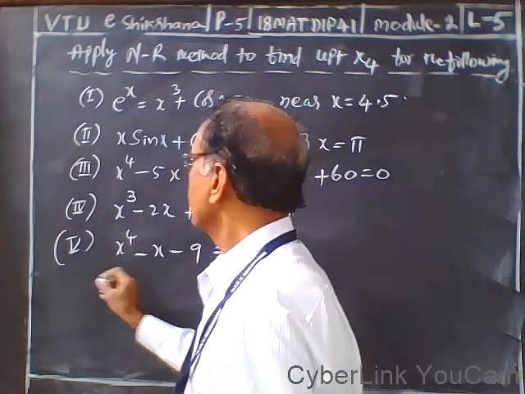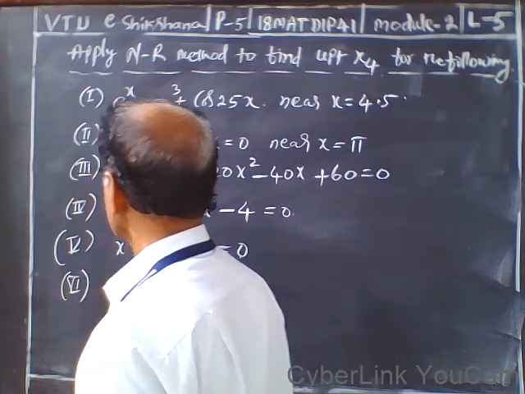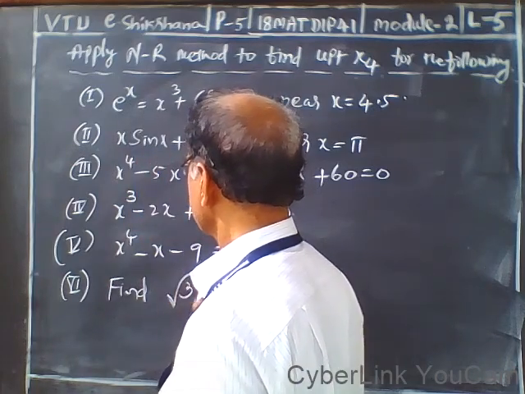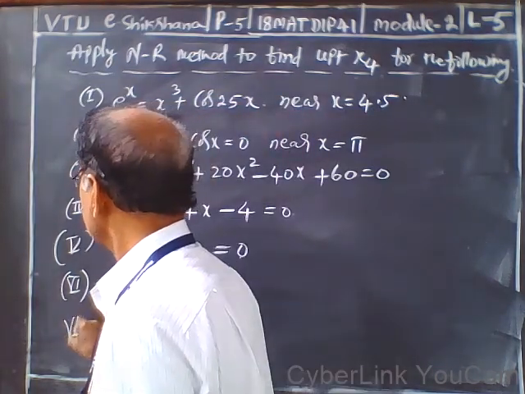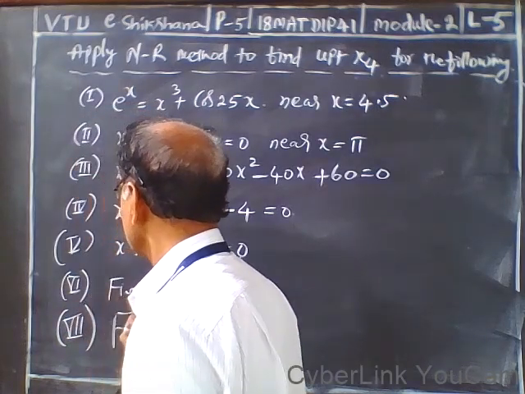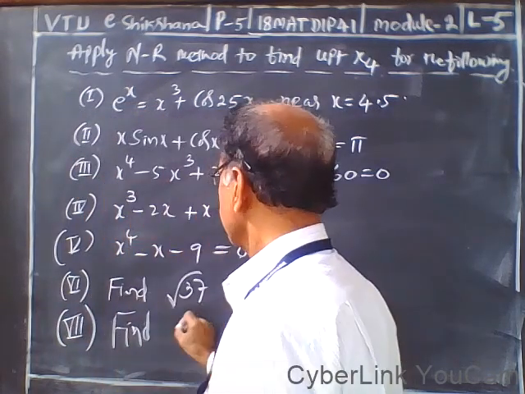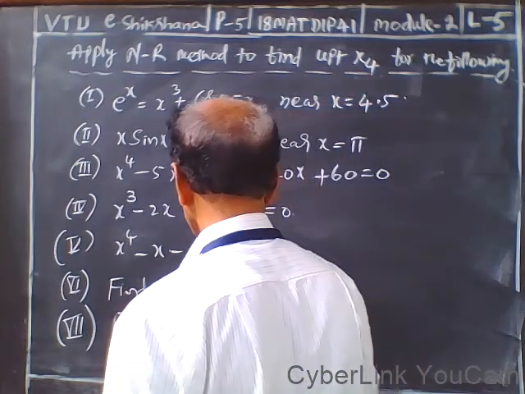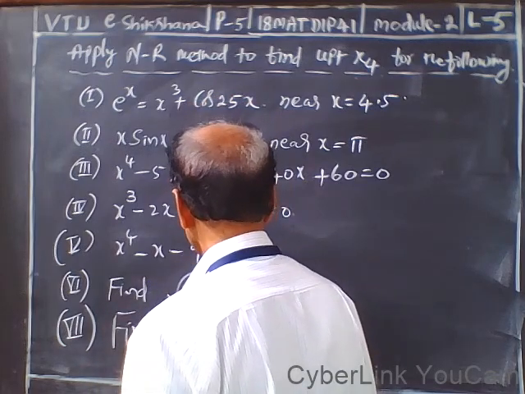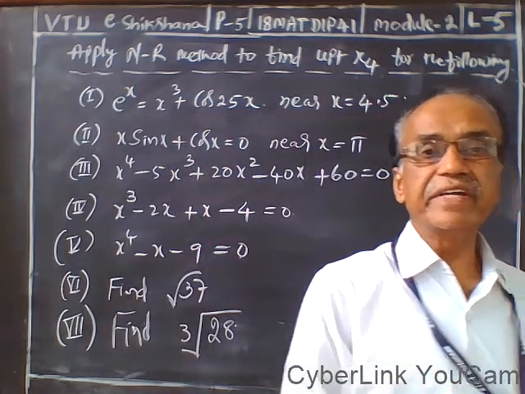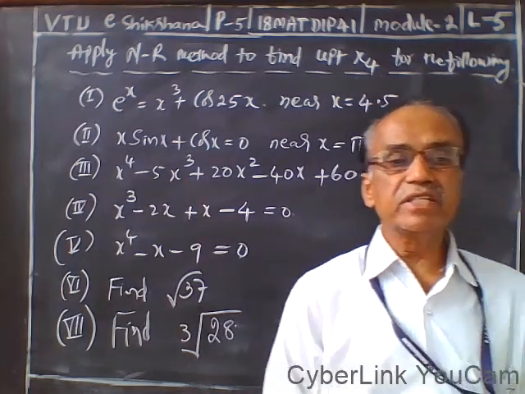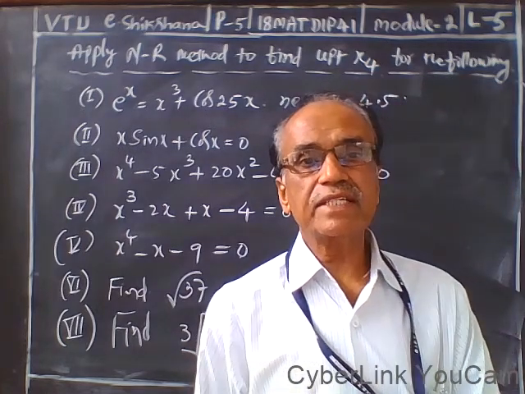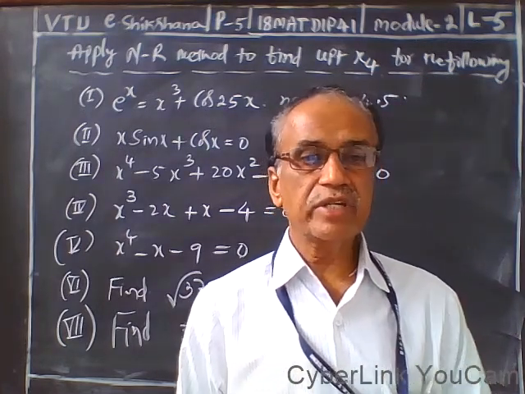And the next one, sixth one, that is find square root of 37, and seventh one, find cube root of 27. Same type, already we have given the procedures. According to the same procedure, you take the steps as per the Newton-Raphson method and then we can solve.